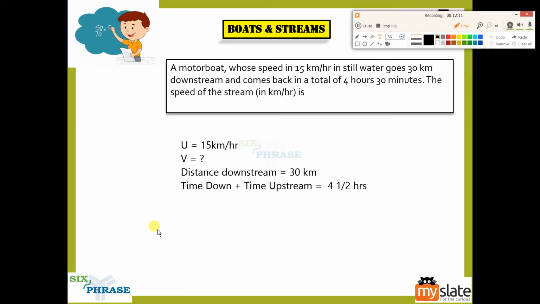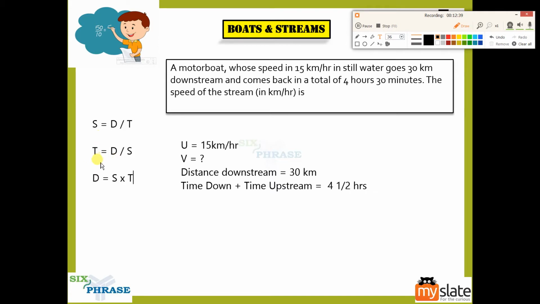What is the formula for time? Speed is equal to distance by time, right? So time is equal to distance by speed. Distance is equal to speed into time. These things are handy if you know them by heart.